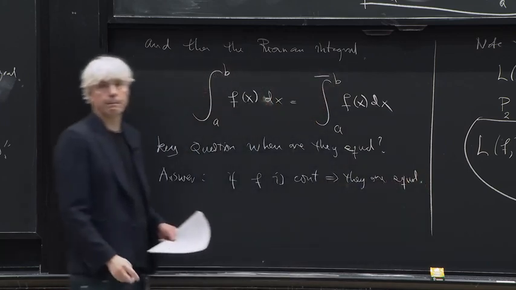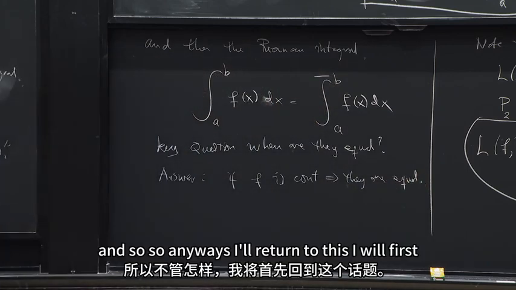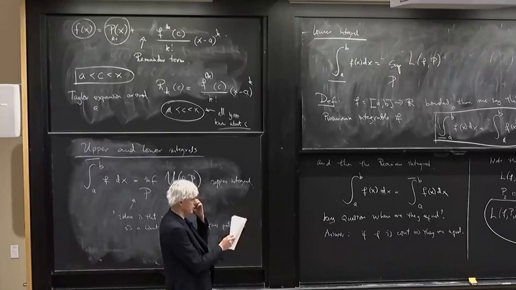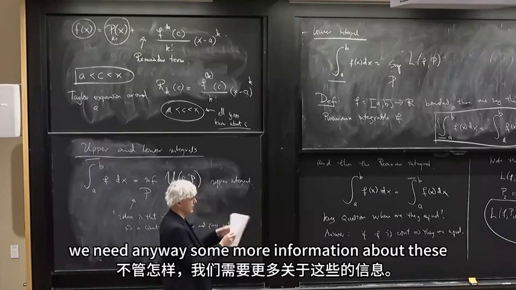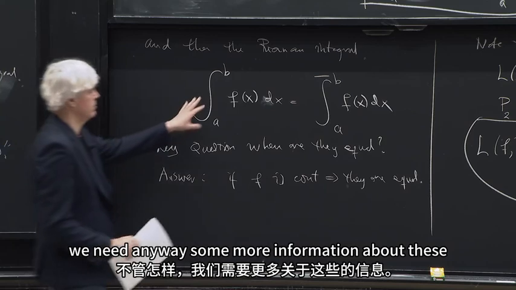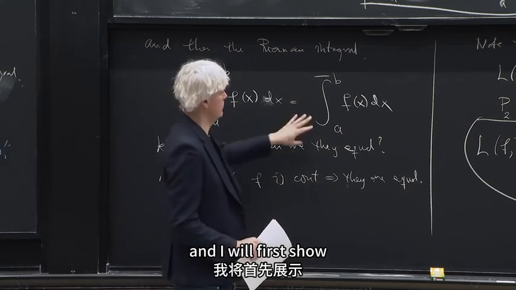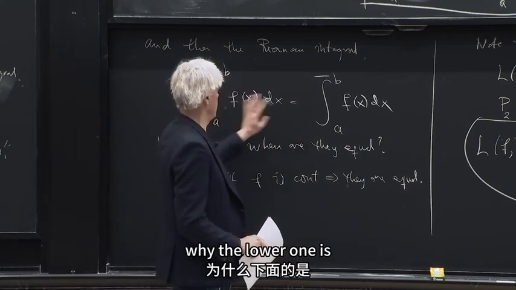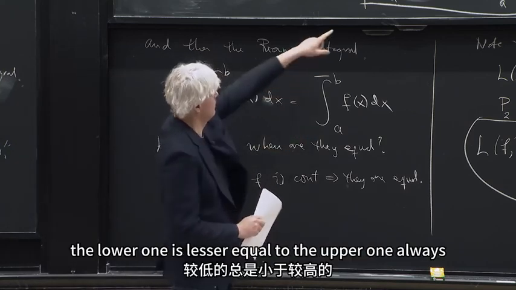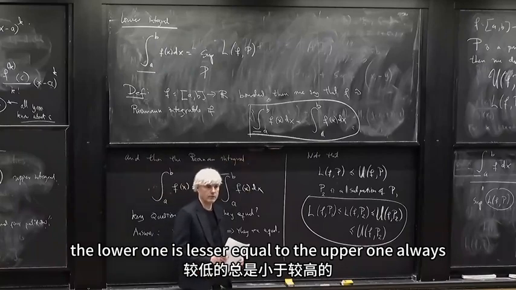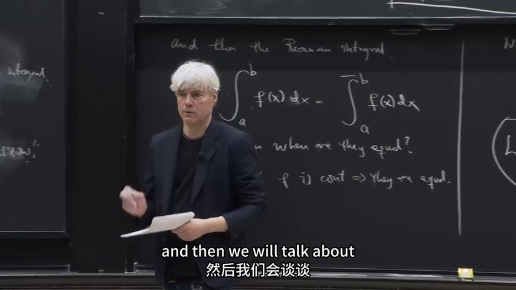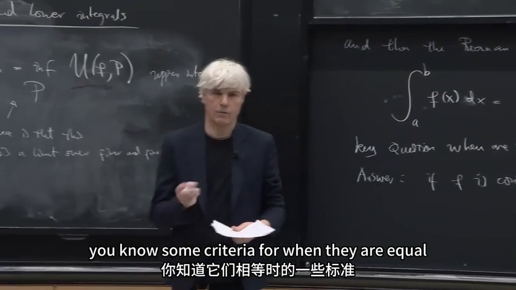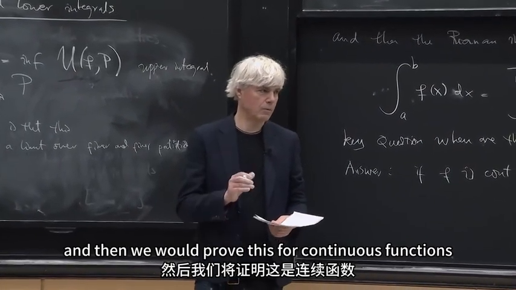Okay. And so anyway, I'll return to this. We need some more information about the upper and lower integrals, and I will first show why the lower one is always less than or equal to the upper one. Then we will talk about some criteria for when they are equal, and then we will prove this for continuous functions.